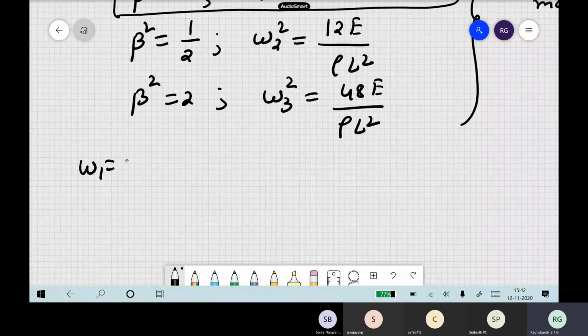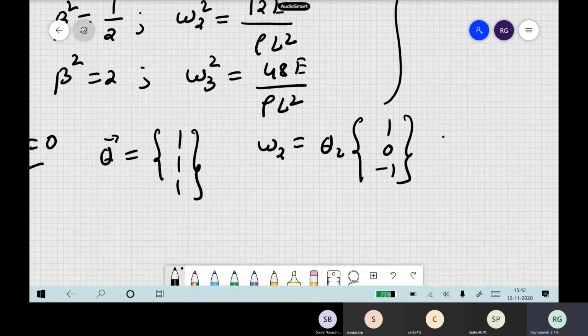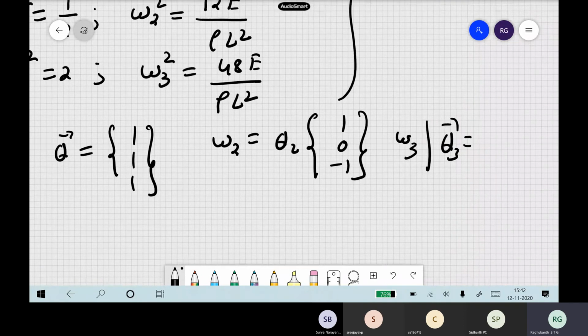You can also calculate. For omega 1 equal to 0, you substitute in those eigenvectors, and you get this vector as 1, 1, 1. You can go back now for the second natural frequency, the eigenvector. So Q2 will be 1, 0, minus 1, and for the third eigenvector, Q3 hat will be 1, minus 1 and 1. So these are the three mode shapes.